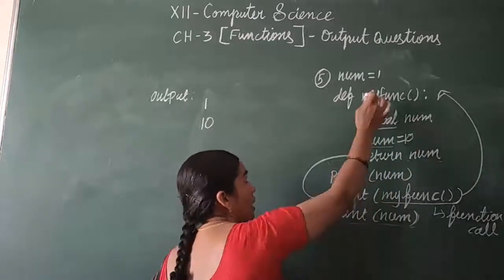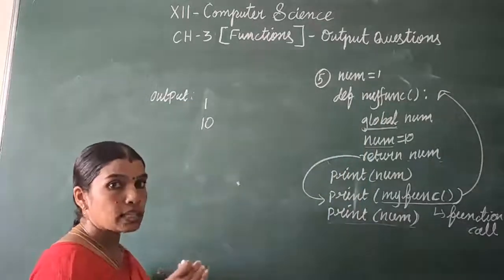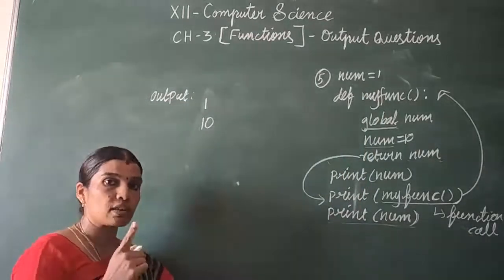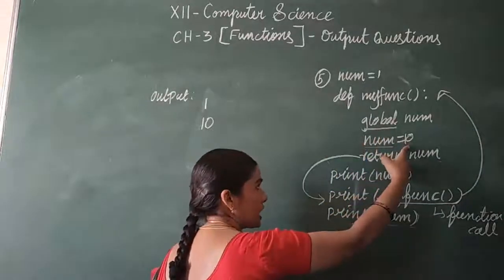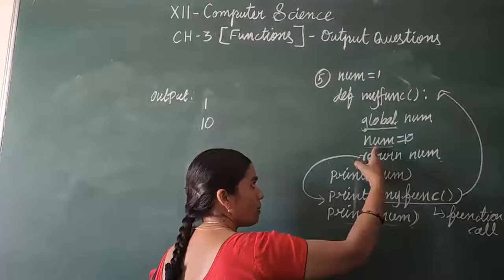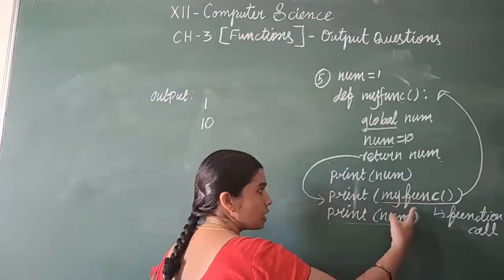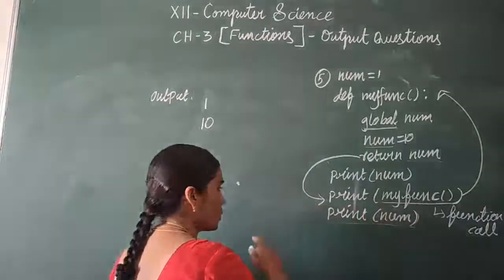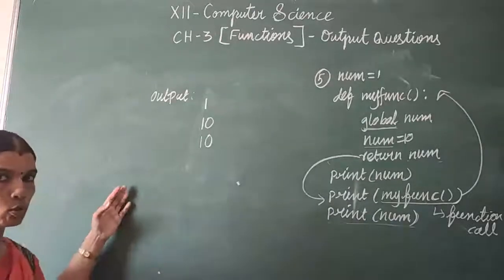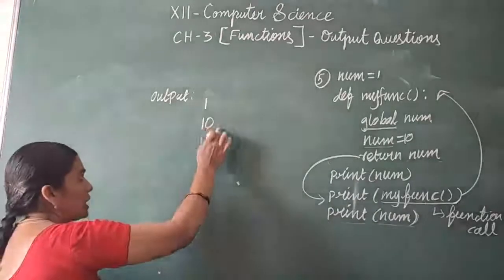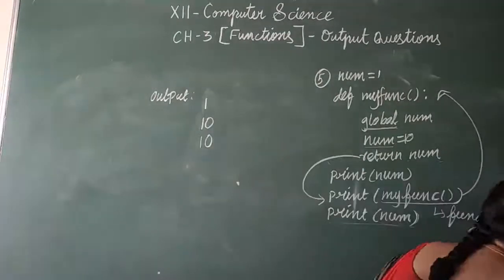That means the global variable, by using the keyword global, we changed this variable value to 10. So it takes the updated global variable value. So 1, 10, 10. What type of output have we got? 1, 10, 10. Did you understand? Okay. Then let us see one more question.